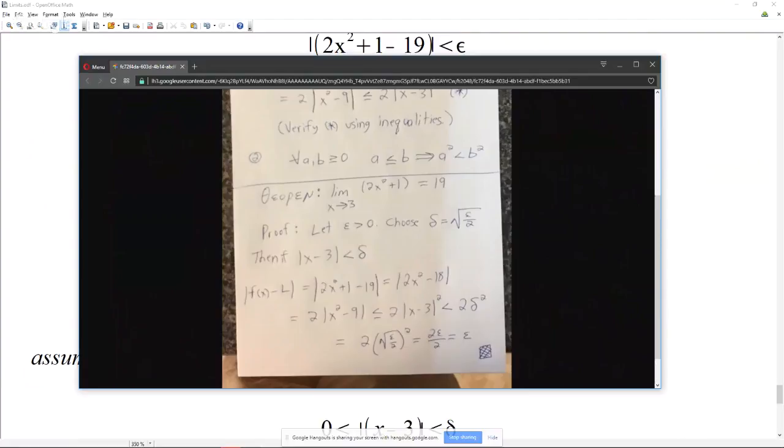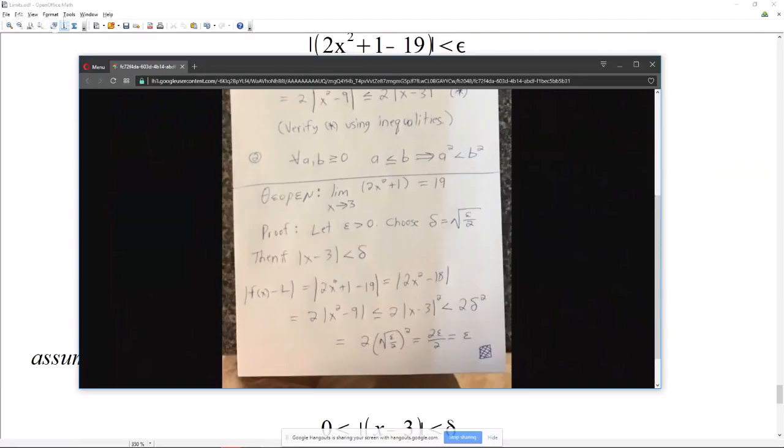Now, I got the same thing here, but why did you choose square root of epsilon over 2 for delta? Because I worked backwards. I started with the limit and worked backwards. That's what we all do, but then we make it nice and elegant at the end. That's why I included the prelims. That kind of shows you what I'm doing up there.